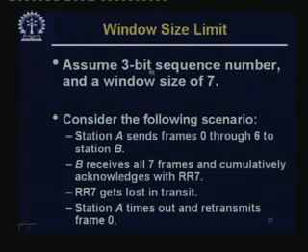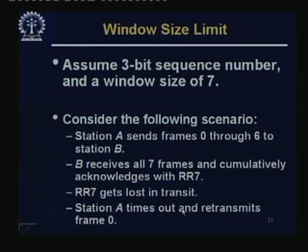Assume 3-bit sequence numbers as in the previous example and a window size of 7. Consider the following scenario. Station A sends frames 0 through 6, because we have a window size of 7, to station B. B receives all 7 frames and cumulatively acknowledges with RR7. Okay. So it has received them, and the next one it is expecting is the 7th one. RR7 unfortunately gets lost in transit.